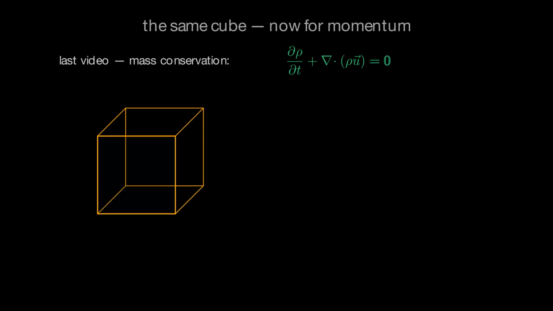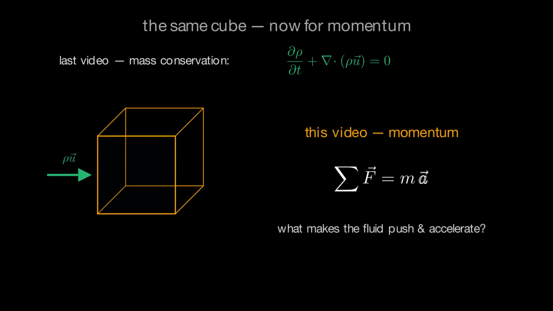Quick recap. In the last video, on this exact cube, we derived the law of mass conservation, the continuity equation. Today we keep the same cube and the same recipe, but ask a new question. What makes the fluid speed up, slow down, push? That is momentum, and it brings in Newton's second law with forces, pressure, friction, and gravity.